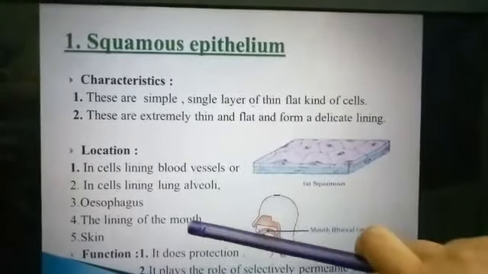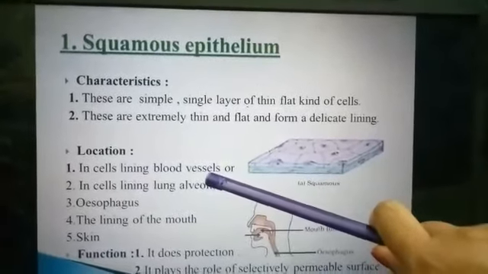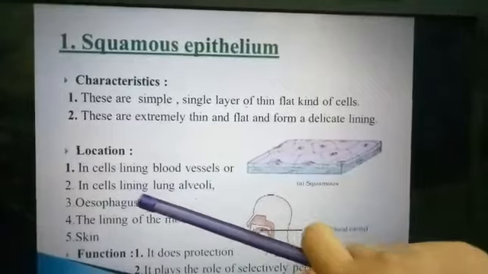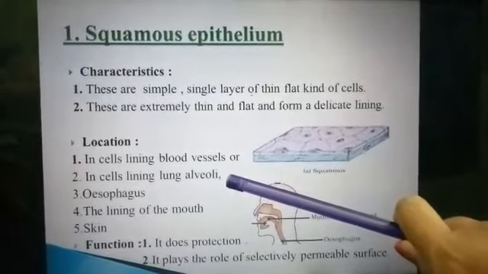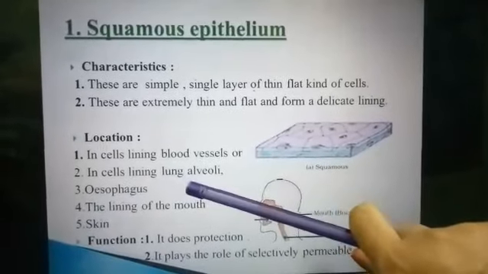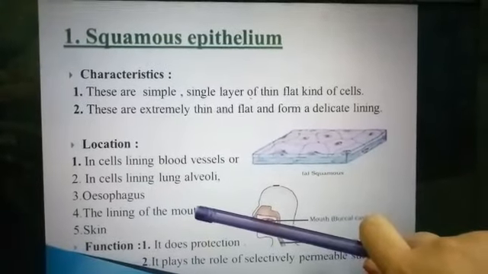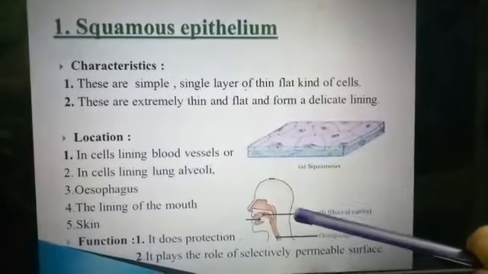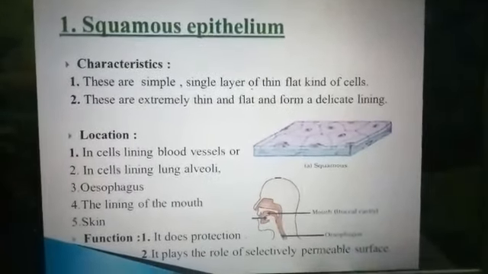And location: squamous epithelium is present in the lining of blood vessels. Blood vessels means arteries, veins, and then capillaries also. Then in the lining of lung alveoli. You are familiar with the balloon-like structure present in lungs, right? Then the esophagus. Esophagus is a familiar word in the digestive system. Then the lining of the mouth. When you open your mouth, the skin which you are observing is made up of squamous epithelium. Then skin also. Just look here, mouth lining, then esophagus. The inner lining is made up of squamous epithelium.